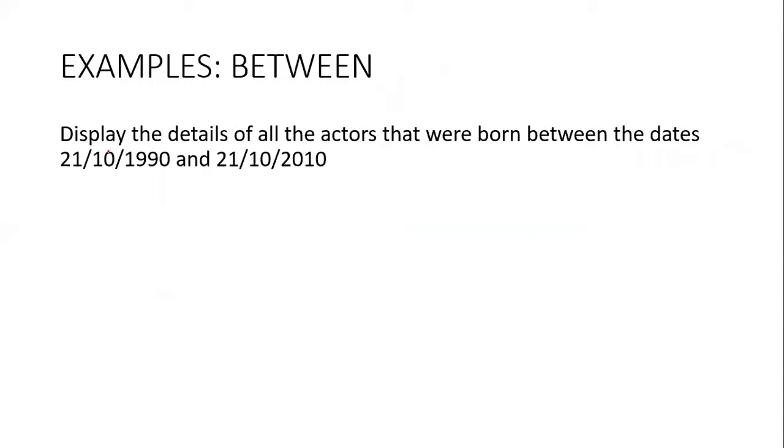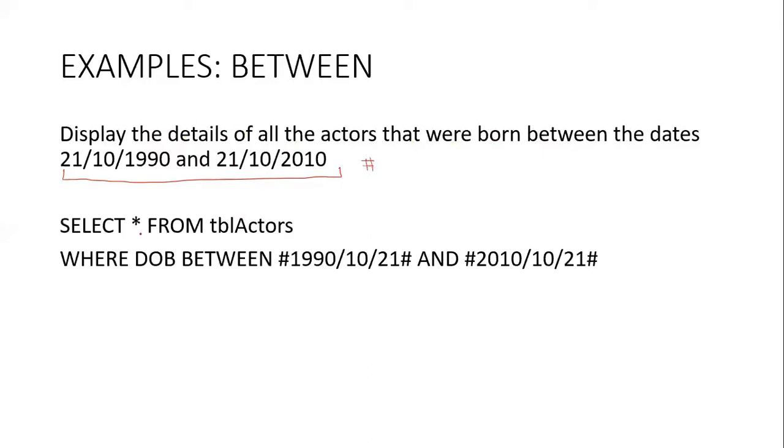Another example where we could use between: display the details of all the actors that were born between these dates. Again, the minute we're working with dates, you should be thinking immediately, I need to enclose these dates between hashes. So we select star from TBL actors, we're checking the date of birth, that is the date field, between, and we have the first value and the second value. Both are dates, and both are enclosed between the hash characters.